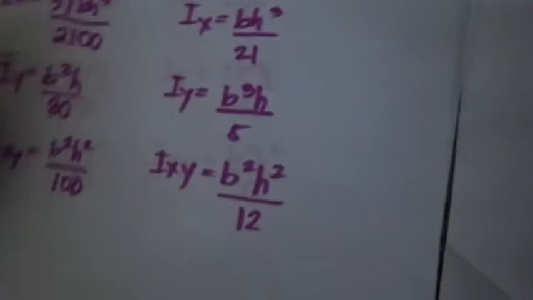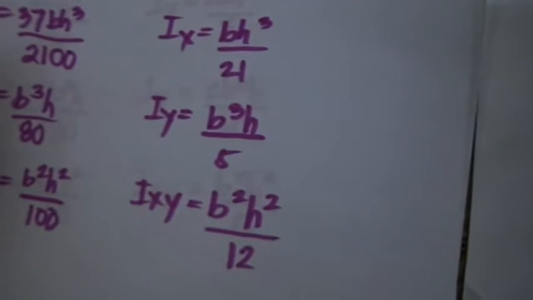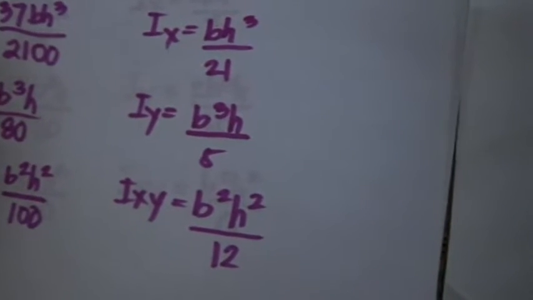Now here we have Ix is equal to bh cubed over 21. Iy is equal to b cubed h over 5 and Ixy is equal to b squared h squared over 12. Next is the half parabola. As you can see here, we have the base and the height.